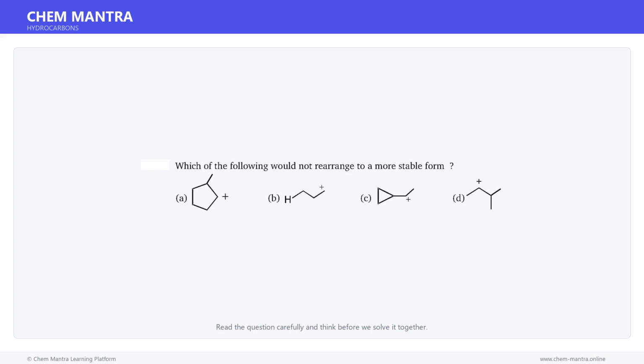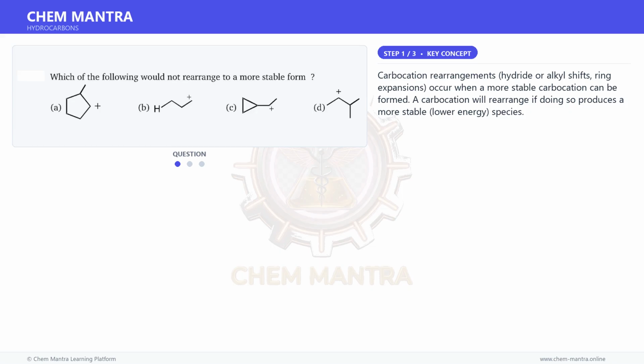Here is a question. Read it carefully and think about the answer. Let us solve it step by step. Let us first understand the key concept here. Carbocation rearrangements, hydride or alkyl shifts, ring expansions, occur when a more stable carbocation can be formed. A carbocation will rearrange if doing so produces a more stable, lower energy species.